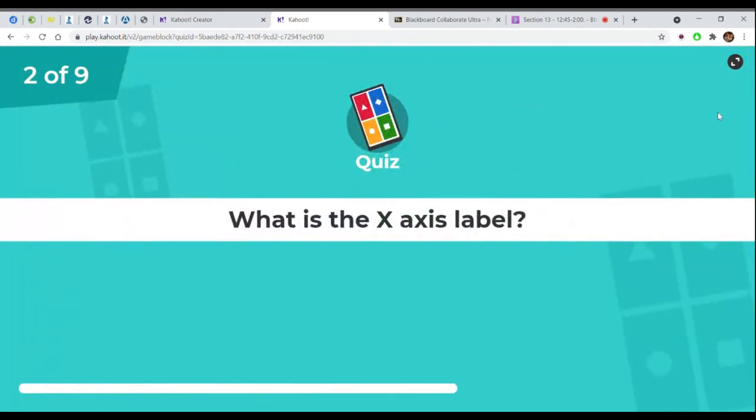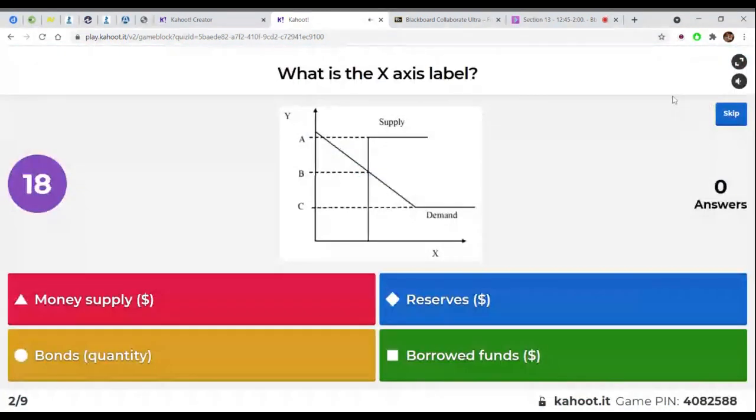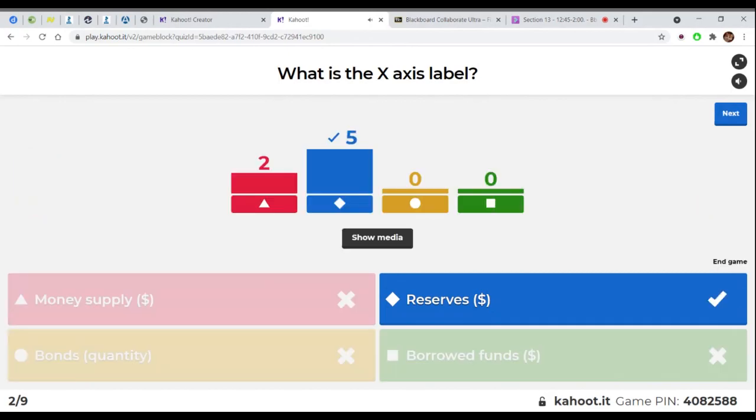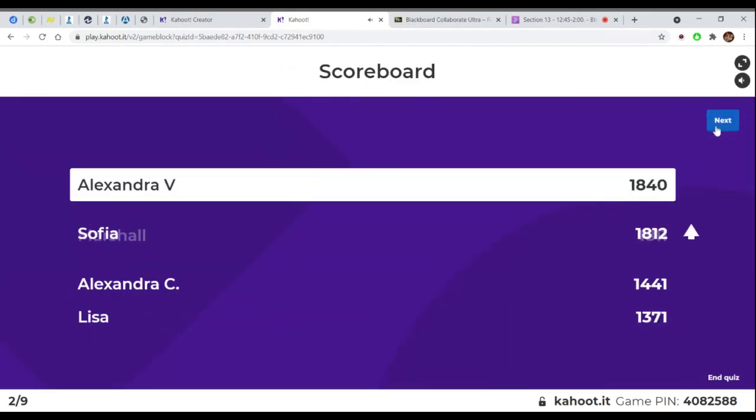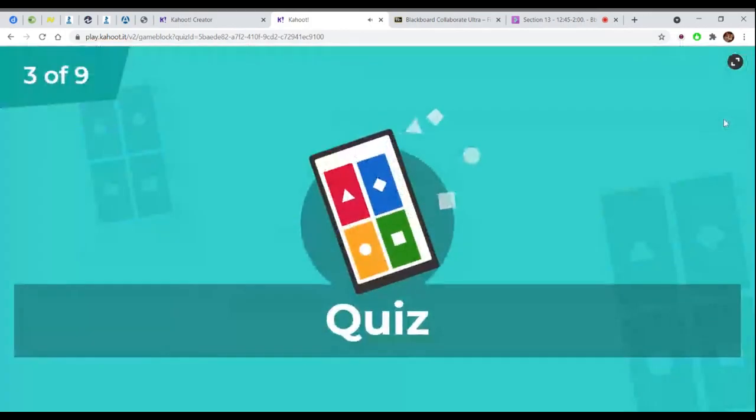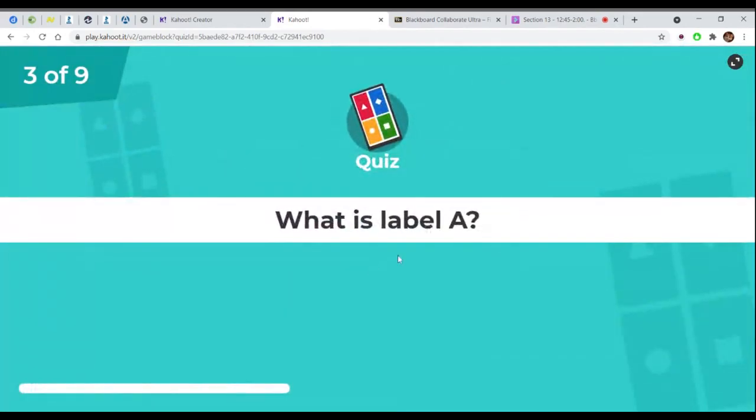Question 2. What is the x-axis label in this picture? Money supply, bonds, reserves, or borrowed funds? It is reserves indeed. It is not the money supply. This is the market for reserves. Remember that. Good job, Alexandra.